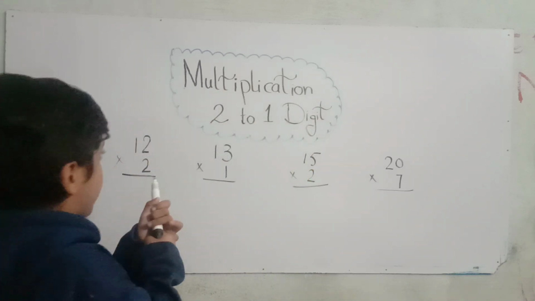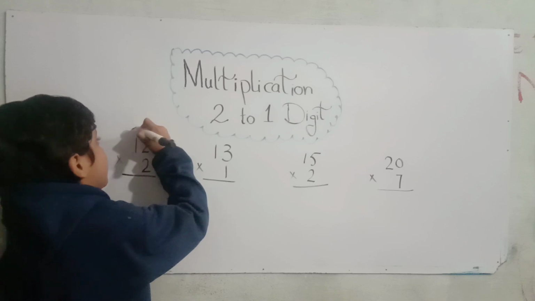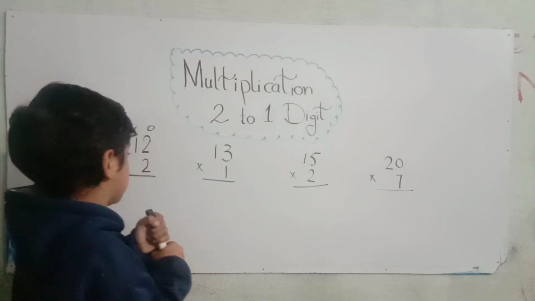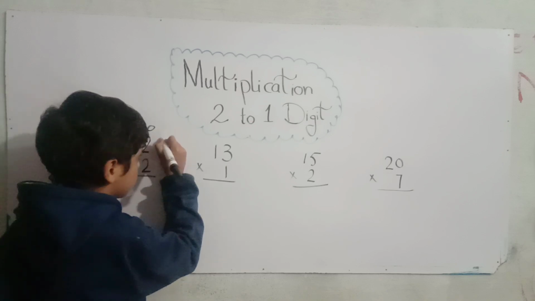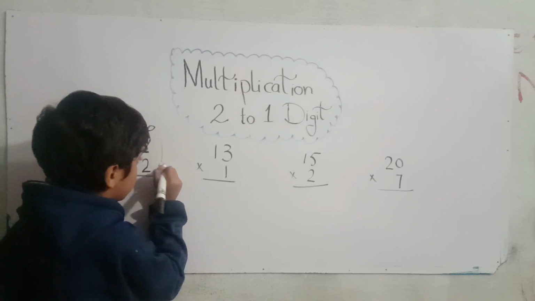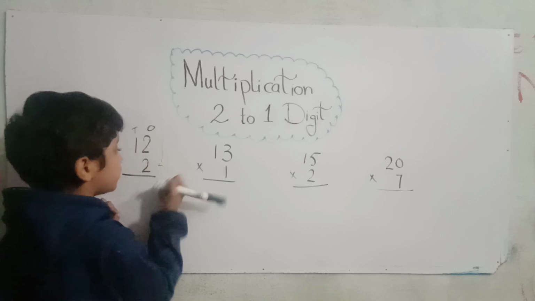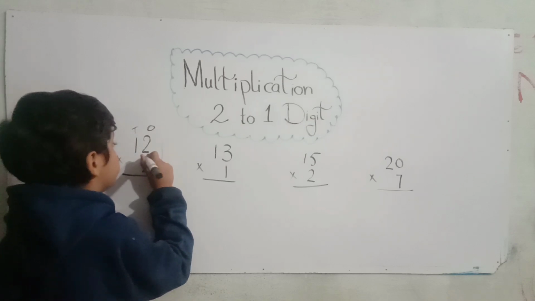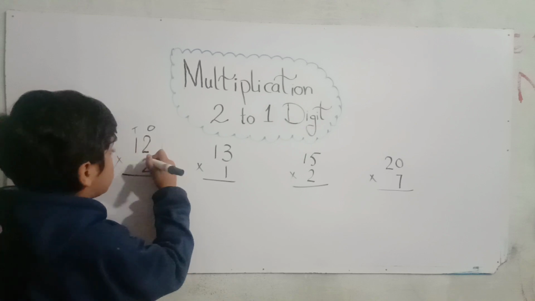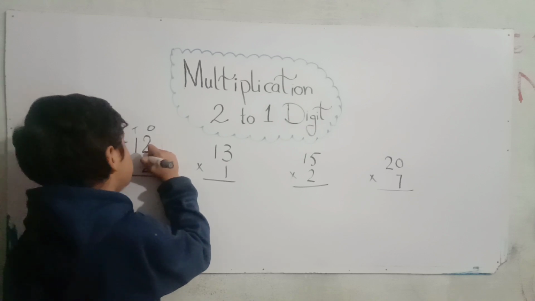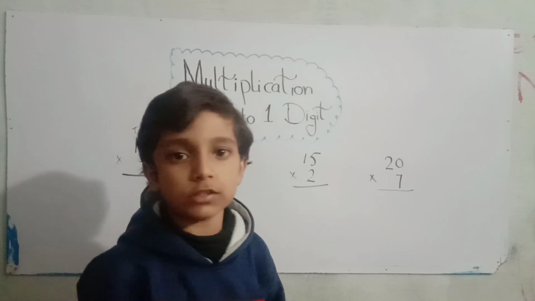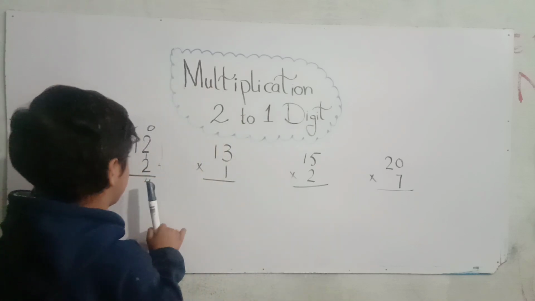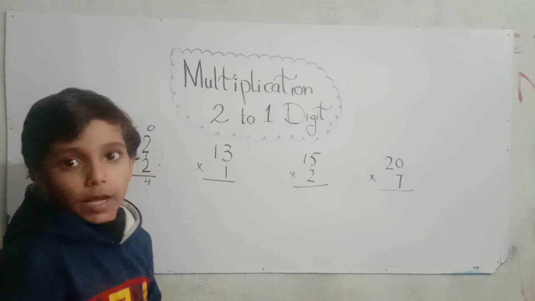First, we have to write tens and ones. Then we have to look at the down digit. We have to multiply this digit to these two numbers. So first we have to multiply 2 by 2. 2 times 2 is 4. You go over here. And 2 times 1.